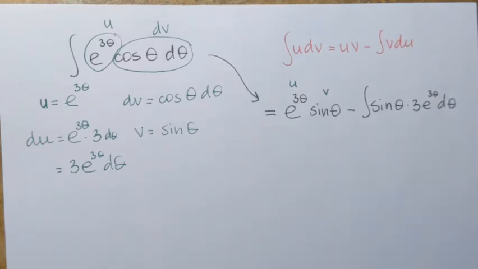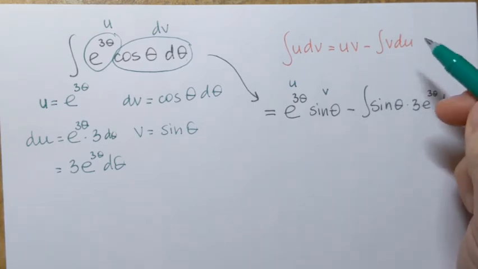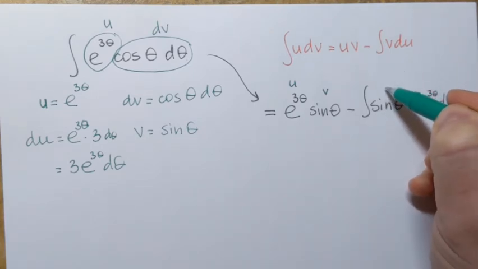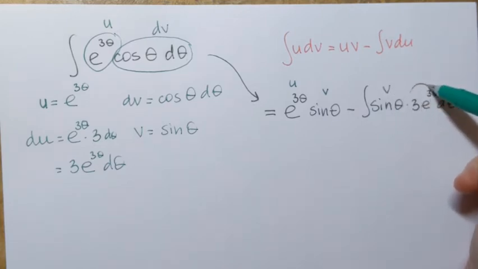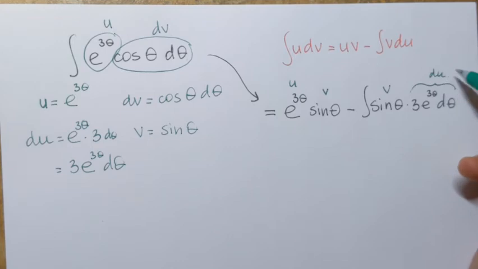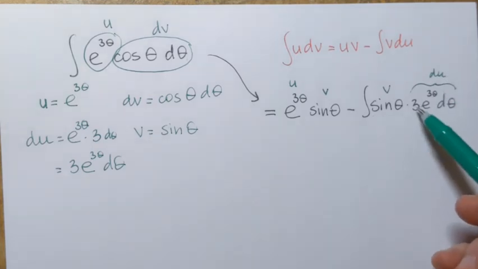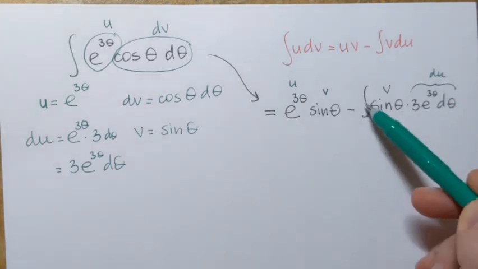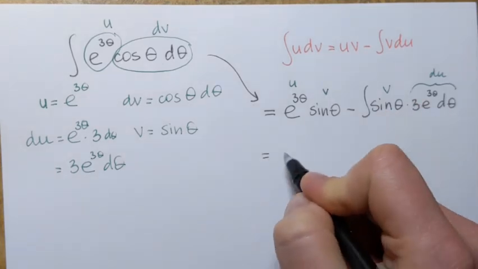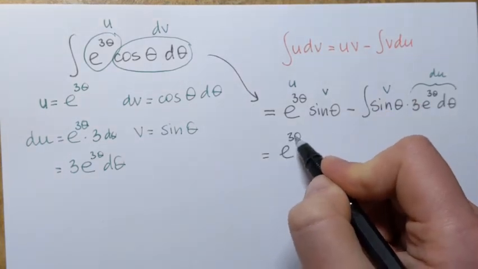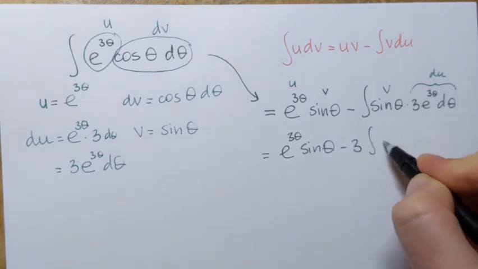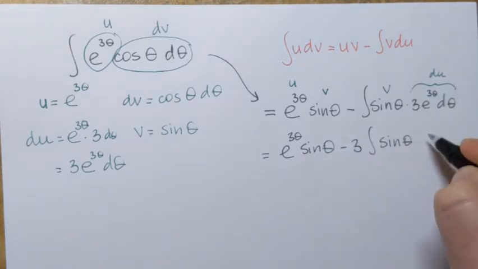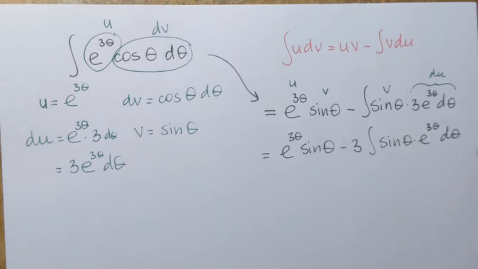Now let's see what we end up with. I'll just make notes for myself: that was v, and that part is du. I'm going to rewrite so I have this constant outside the integral, putting it in the front, and then we'll take a look at what we got. e to the power 3 theta sine theta minus 3 times the integral of sine theta e to the power 3 theta d theta.